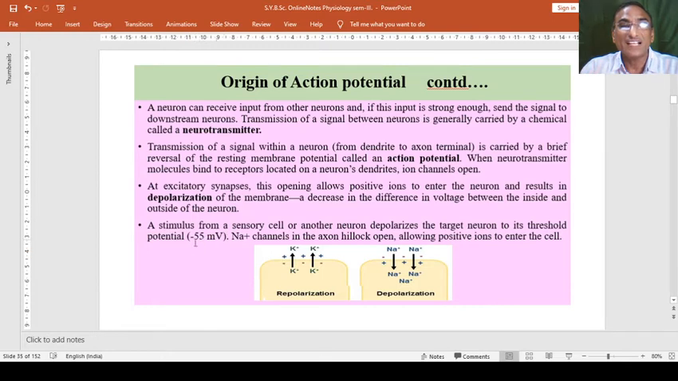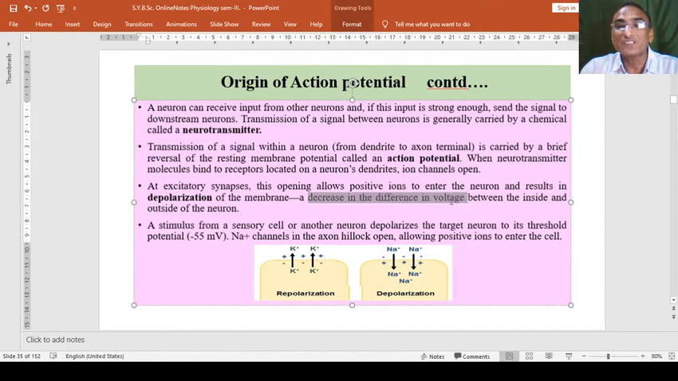As you have seen, normally at rest it is minus 70, which drops down to minus 55 millivolts, and this is nothing but the decrease in the difference in voltage. So sodium ion channels in the axon hillock open. As soon as this happens, the sodium channels open at the axon hillock region and allow the positive ions to enter the cell, and this is the actual origin of the action potential. Means action potential actually begins here in the axon hillock region.